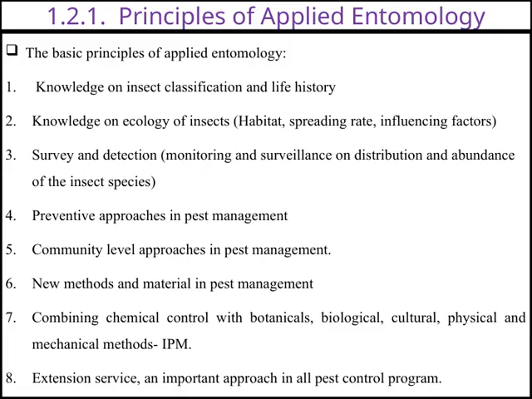Survey and detection are also key components. Monitoring and surveillance allow us to track the distribution and abundance of insect species, giving us the data needed to make informed decisions. Preventive approaches in pest management focus on stopping pests before they become a serious problem, which is always more effective and sustainable. Community-level approaches involve engaging local populations in pest control efforts, emphasizing the importance of collective action. As we look to the future, new methods and materials are continuously being developed to improve pest management practices.